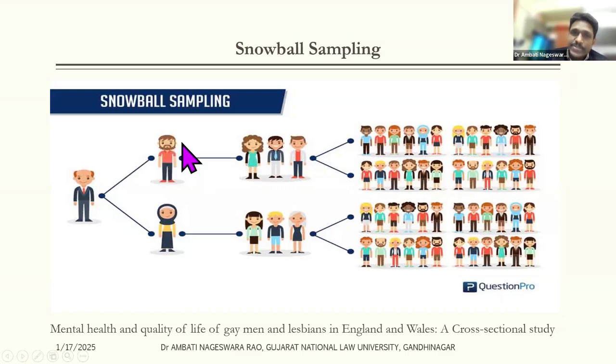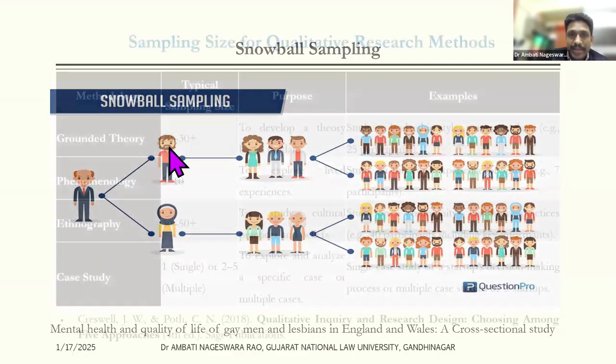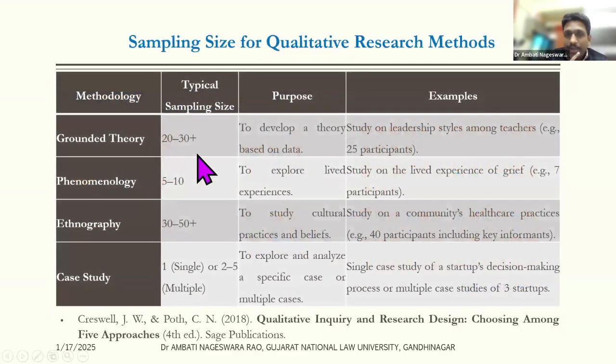So you start getting references from one respondent to another respondent. This is called snowball sampling technique. When it comes to the sampling size, there is no fixed method saying that for grounded theory this much, for phenomenology this much, ethnography this much. It's all about your purpose of the study. It's all about the insights that you're getting from time to time.